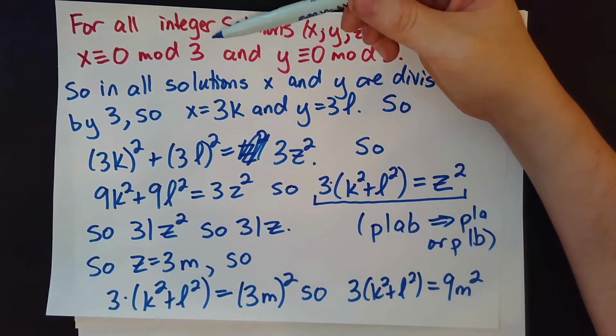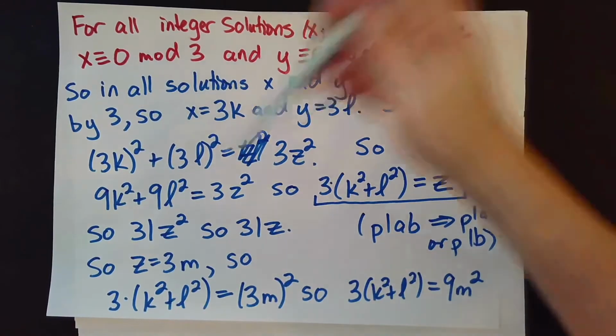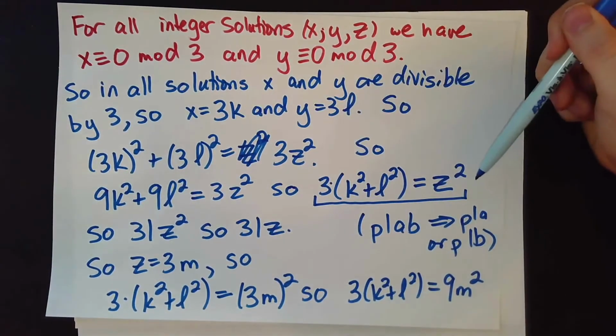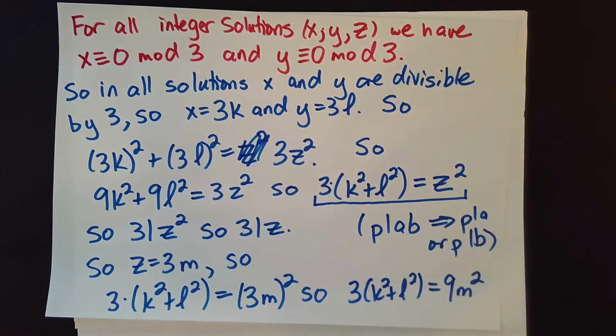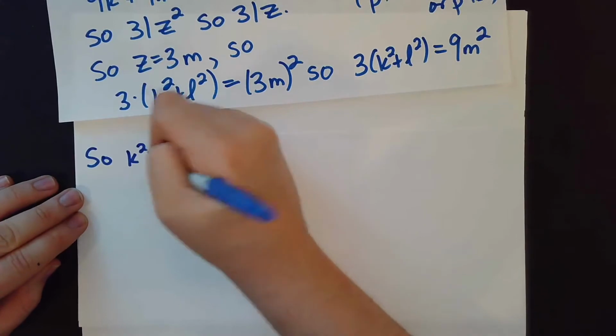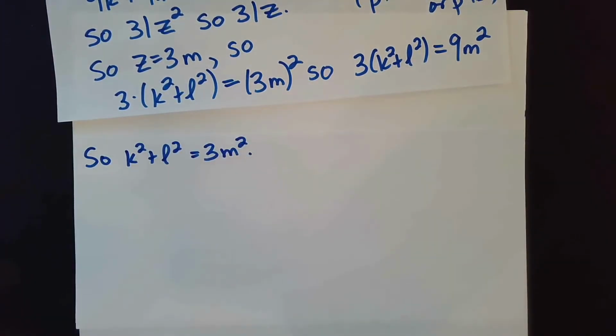What do I know? Well, these things have to be 0 mod 3, so I'll plug that in. What does that tell me? Okay, well, now I can do this. Oh, well, now there's a 3 factor over on this side, so there has to be a 3 factor over on this side. Plug that in. So we get here. And so k squared plus L squared is 3m squared.